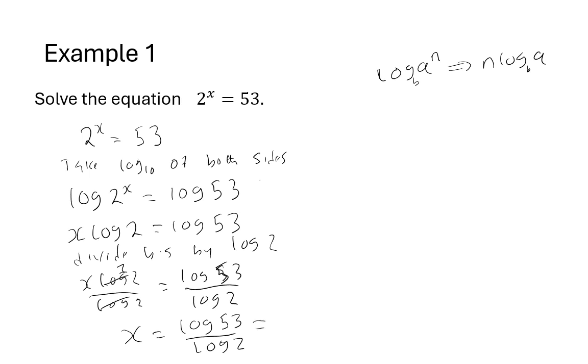And if you put it in the calculator, log 53, we will get 1.7243 approximately, and log 2 will be 0.301. And if you divide this, you will get 5.7286. And that's all.